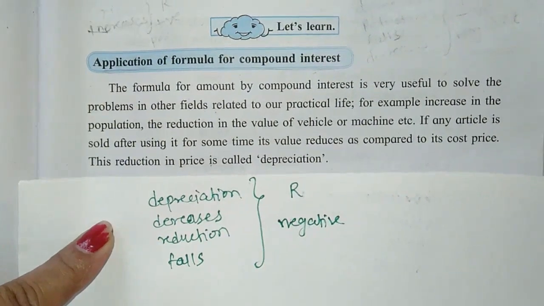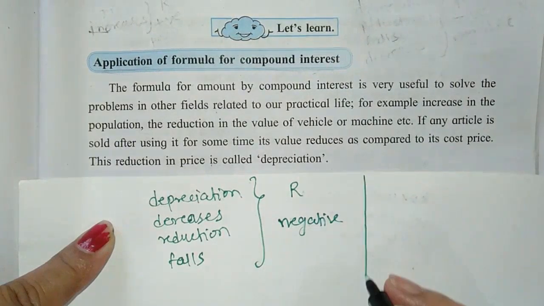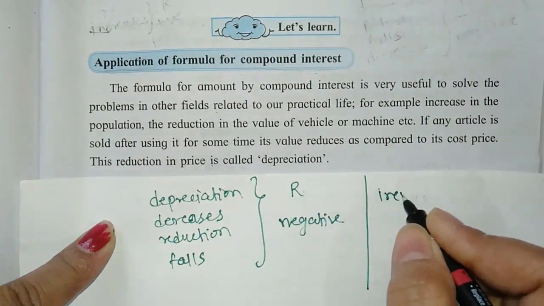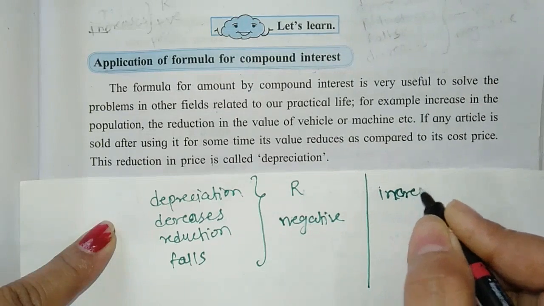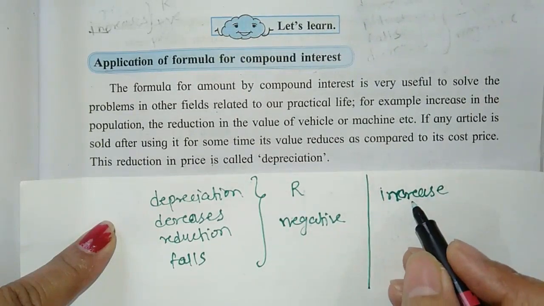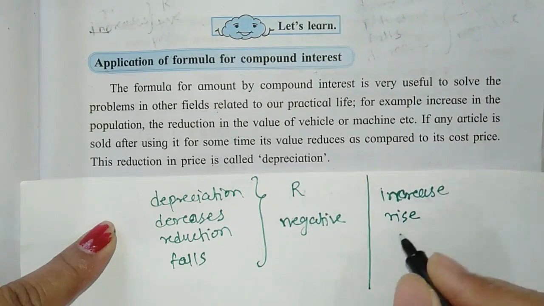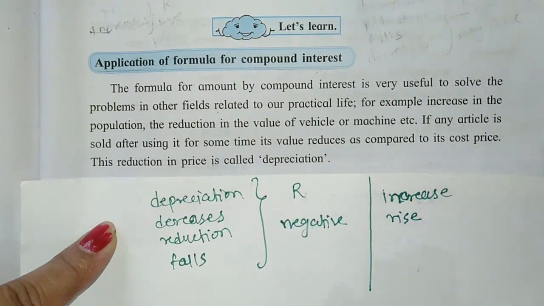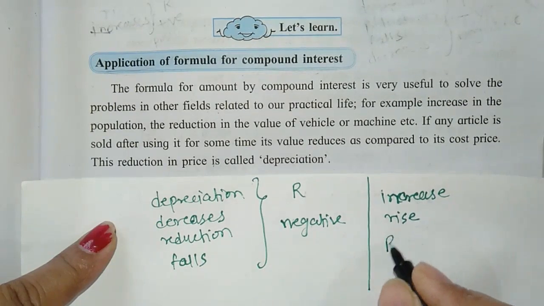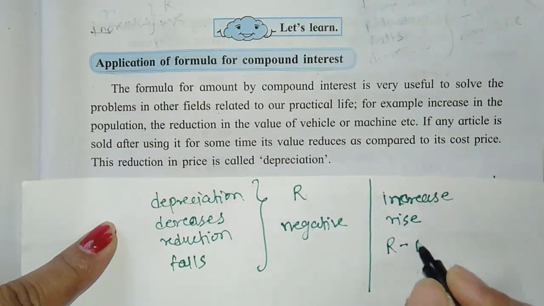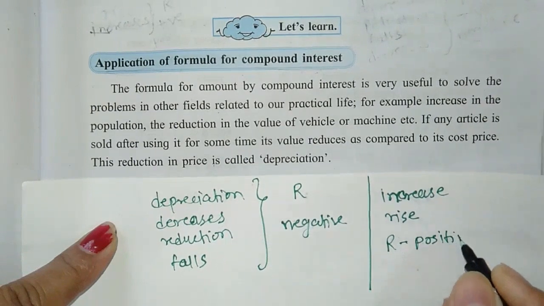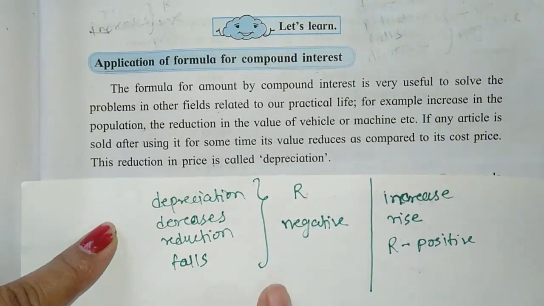Very simple. And in some questions, increase in prices, increase in rates, rise in population, such words are given. So when such words are given in the question, then R is taken as positive. Very simple.